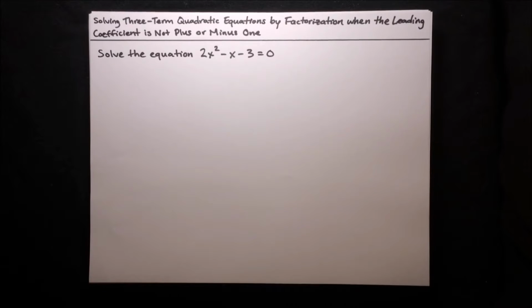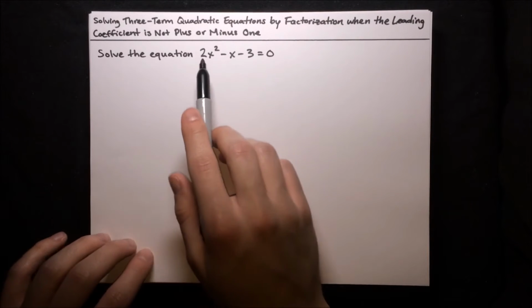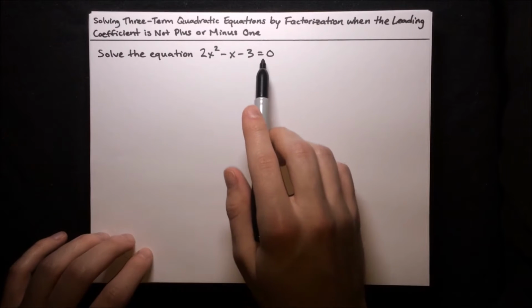In this video, I'm going to show you how to solve three-term quadratic equations by factorization when the leading coefficient is not plus or minus 1. So here we want to solve the equation 2x squared minus x minus 3 equals 0.